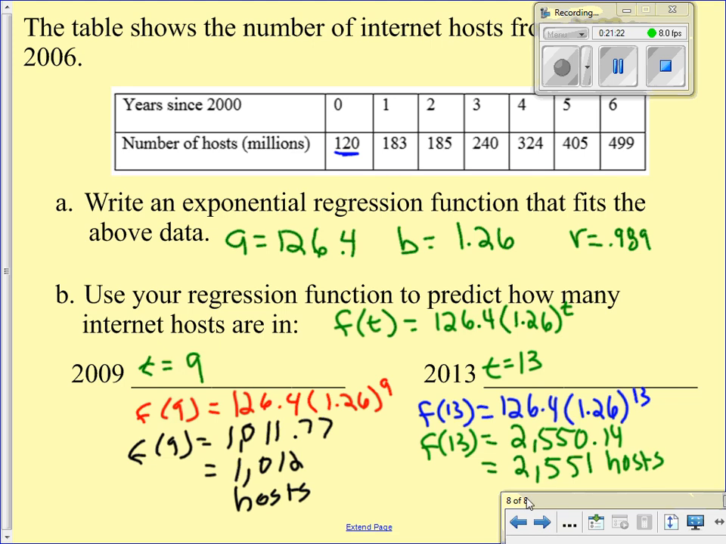Make sure you guys bring your calculators tomorrow so you can practice this on the worksheet.